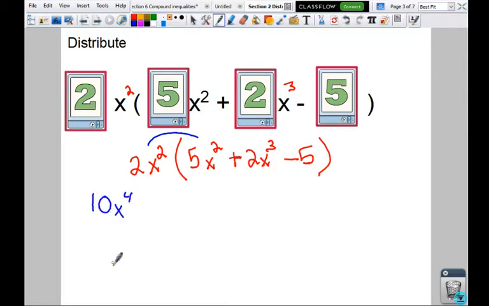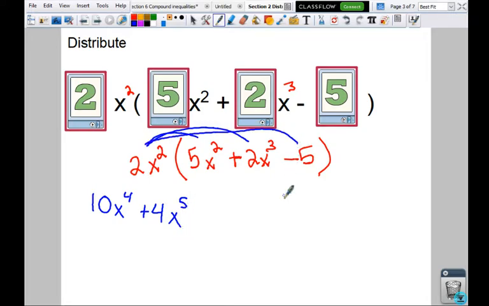Nice job, Roy. I'm going to do 2x squared times a plus 2x to the 3rd. What do I get? 4x to the 5th. Yep. So we're going to go plus 4x to the 5th. And then, Jake, you got our last one.